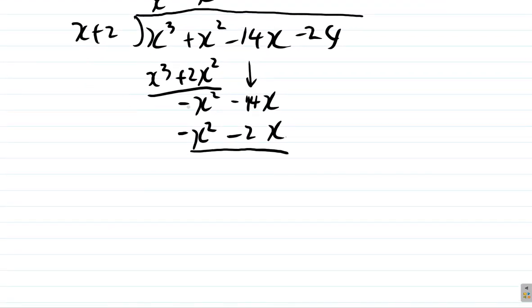And you subtract again, negative x minus negative x, that's gone, it's minus itself. Negative 14x minus negative 2x. Negative 14 minus negative 2 is the same as negative 14 plus 2, which is what? Which is negative 12. So this is negative 12x.